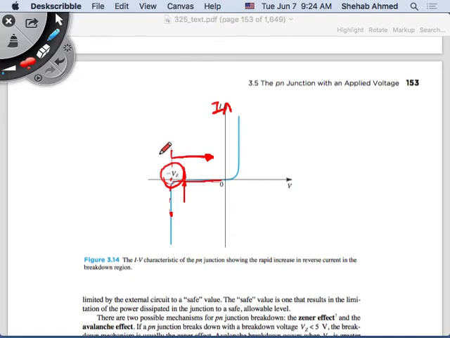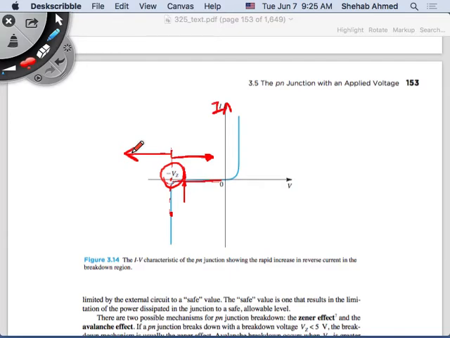After Vz, if V is beyond Vz, meaning more negative than Vz, what happens is that you're pushing these minority carriers over, and if they're minority carriers on the N-type region, they're going into the P-type region, and they're actually breaking covalent bonds that are on the P side.